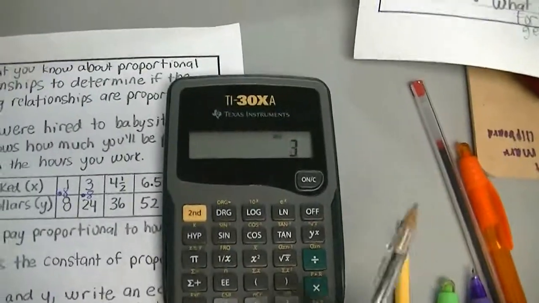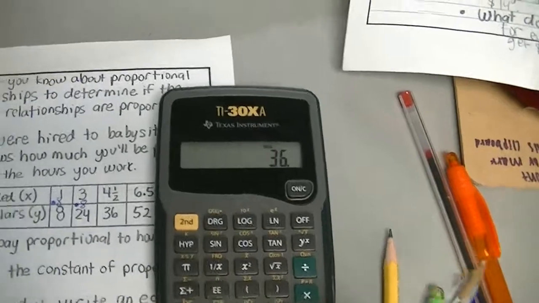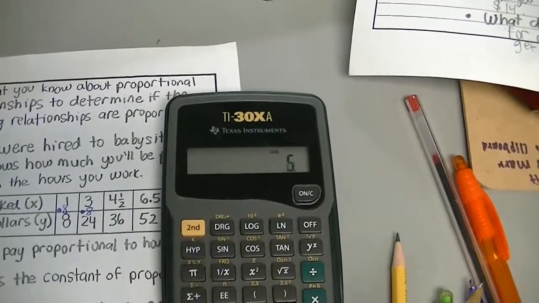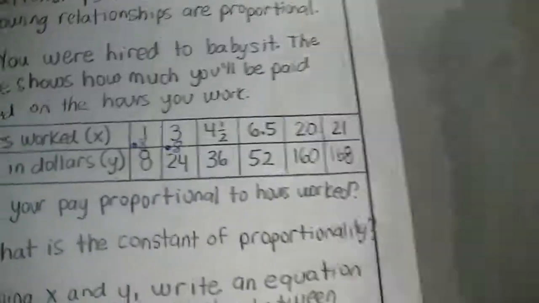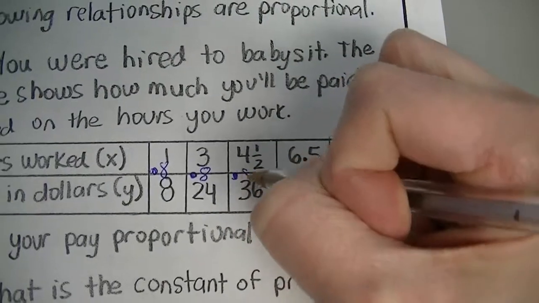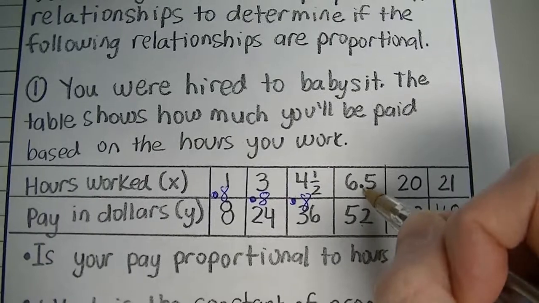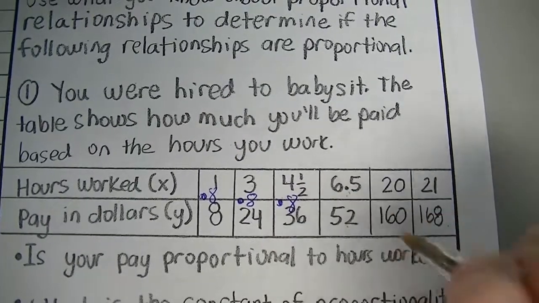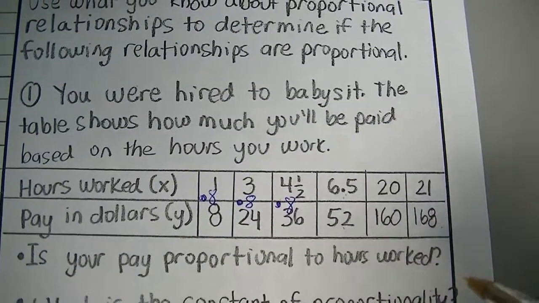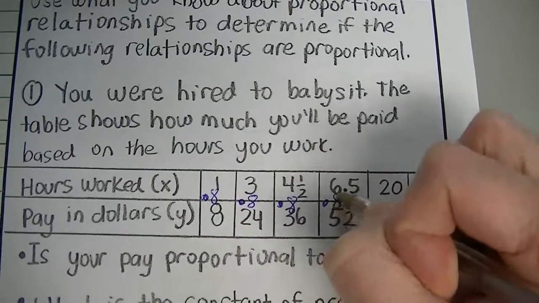Okay, 4 and 5 tenths. 36 divided by 4 and 5 tenths. Now I also get 8. So 4.5 times 8 is 36. All right, 52, Y divided by X, 52 divided by 6.5, what's that? It's also 8. So multiply by 8.